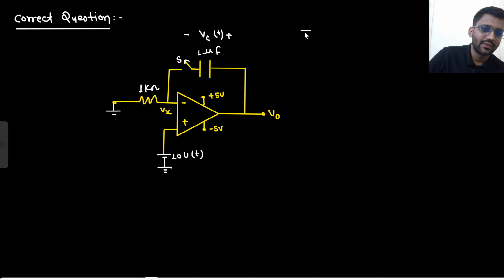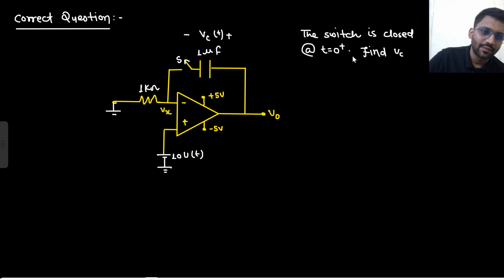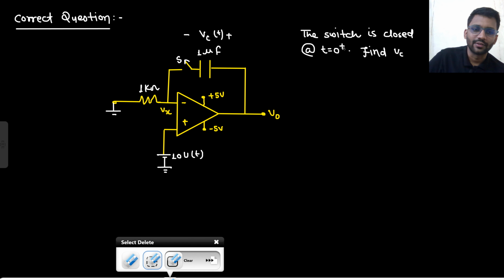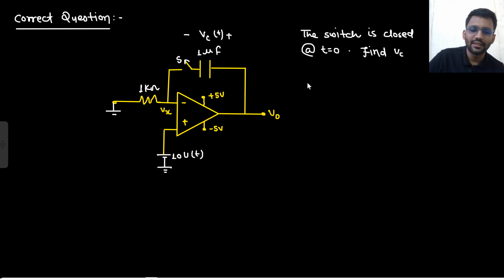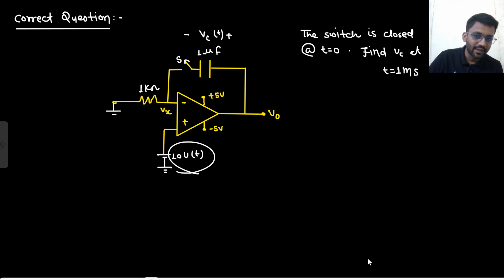They could have written that the switch is closed at t equals to 0 only, not 0 plus. Find VC potential at t equals to 1 millisecond. That's it. Now the input is 10 UT.